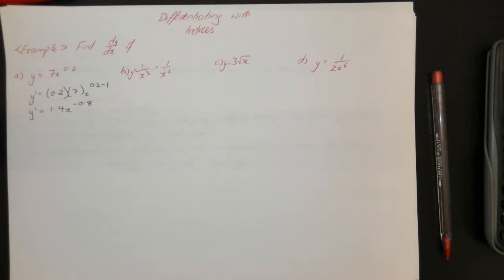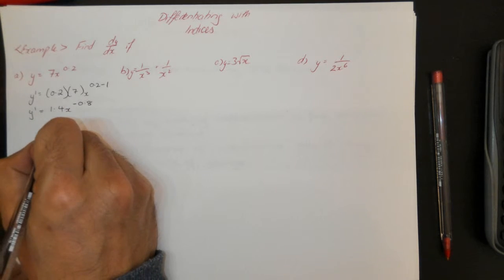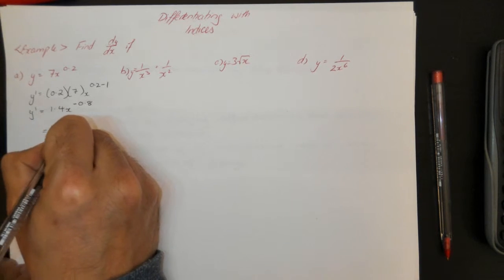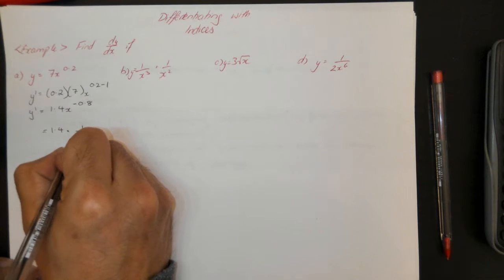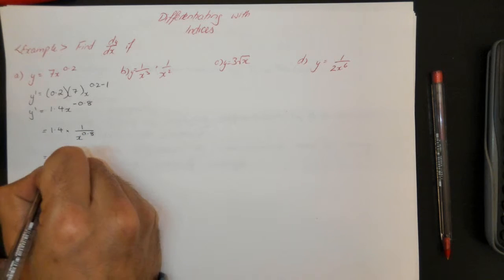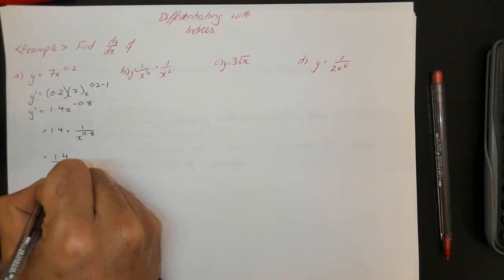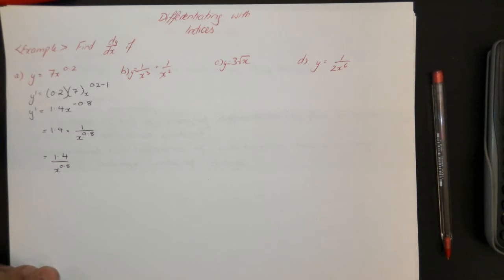All right. Now we can write this in positive indices. So it's 1.4 multiplied by x to the power of negative 0.8, because it's a negative power. If we multiply that out, it's 1.4 over x to the power of 0.8.